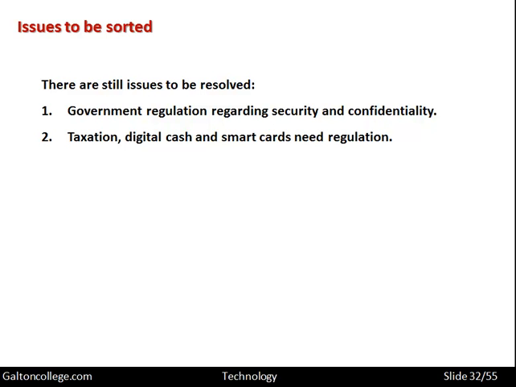Taxation, digital cash and smart cards need regulation. It's always the case that taxation is an issue, and with companies operating online, it's difficult to know where the companies are located. It's easy for them to be footloose, particularly if they're not making physical products, if they're offering services only. They may be able to offer those services online, and therefore they're able to avoid taxation.